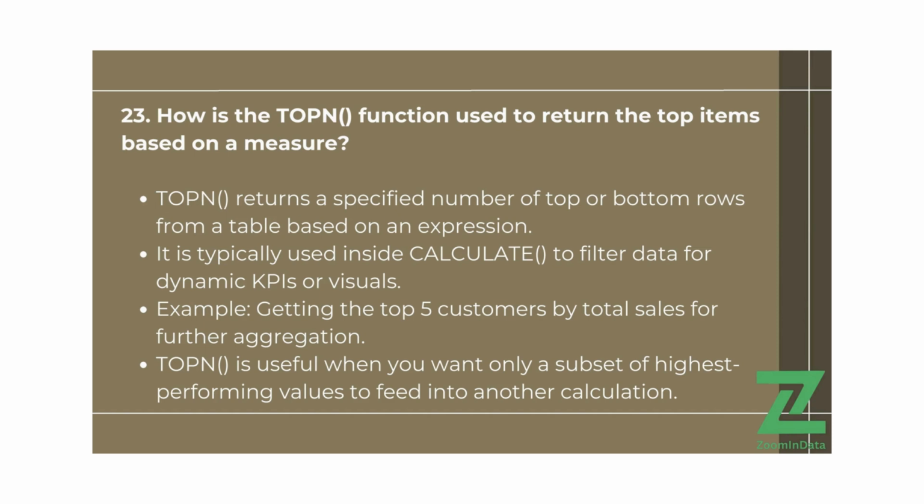Example: getting the top 5 customers by total sales for further aggregation. TOPN is useful when you want only a subset of highest performing values to feed into another calculation.